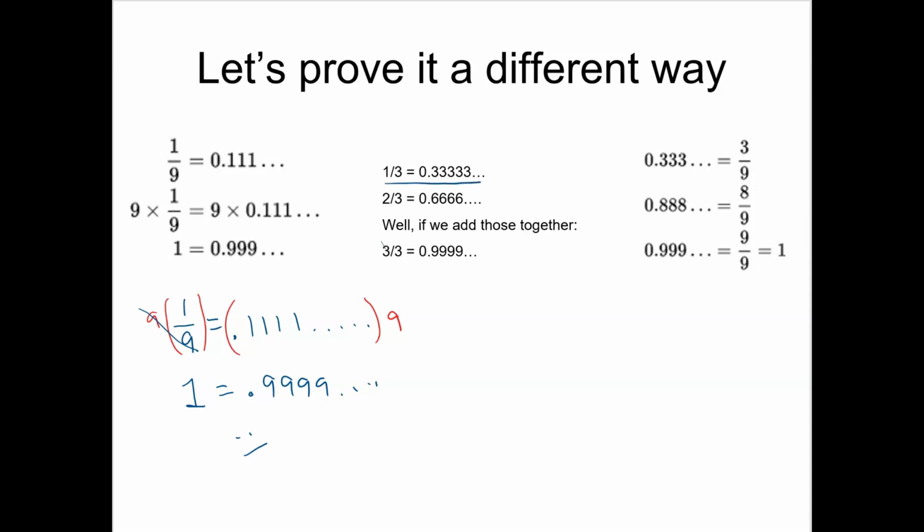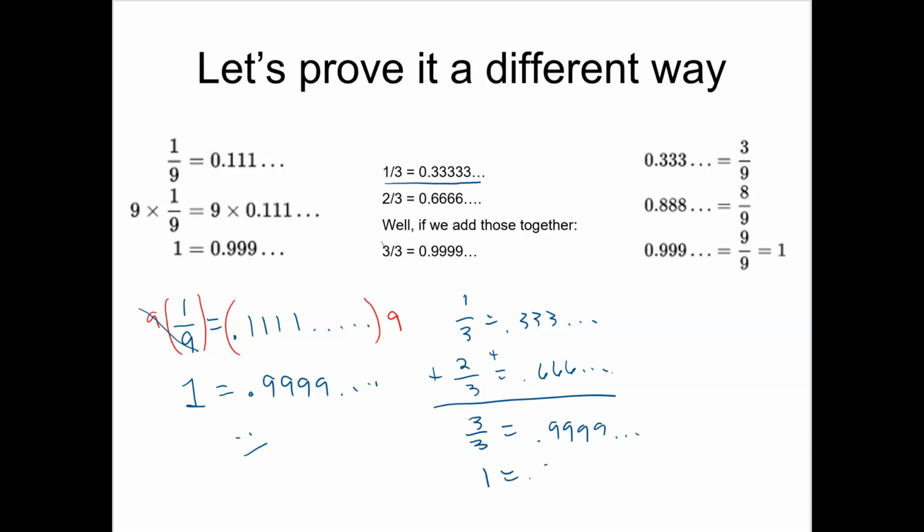All right, let's look at this one here in the middle. Okay, 1/3 is 0.33333. 2/3 is 0.66666. Well, let's add those together. What's 1/3 plus 2/3? That's 3/3. And that's 0.99999. Well, 3/3 is 1. We just proved it again.